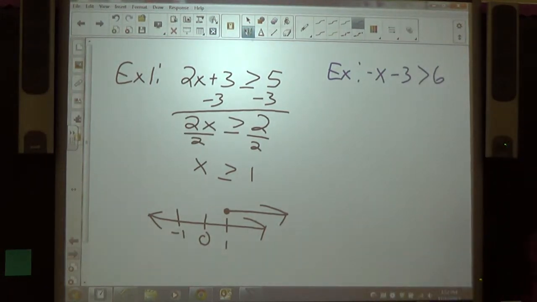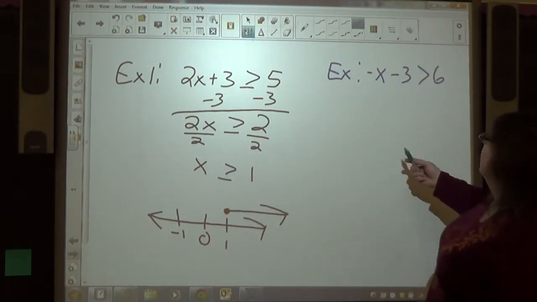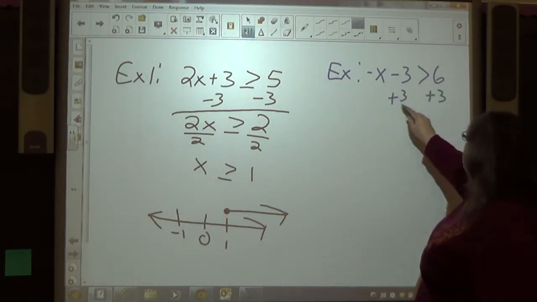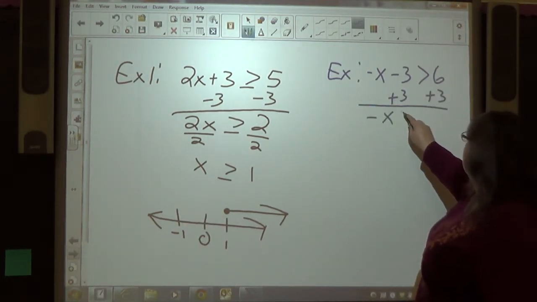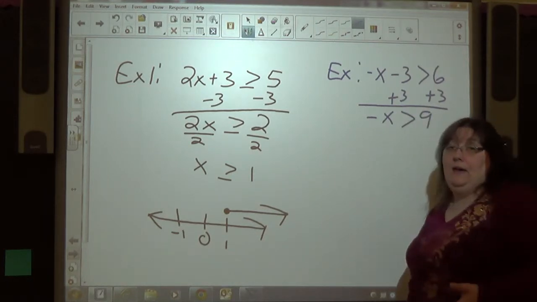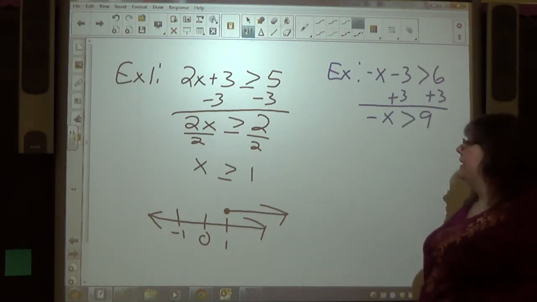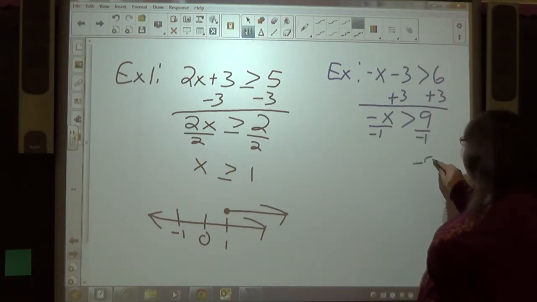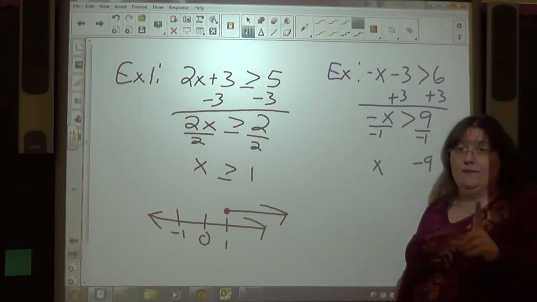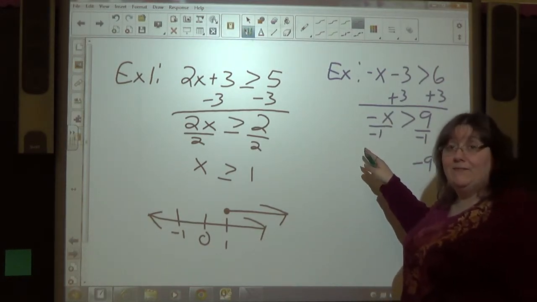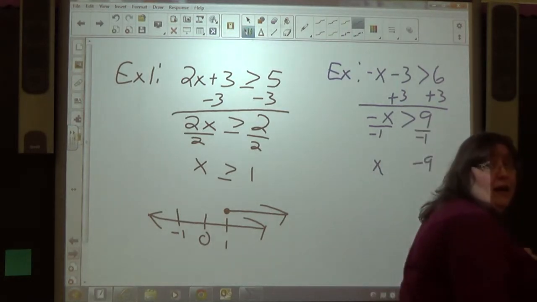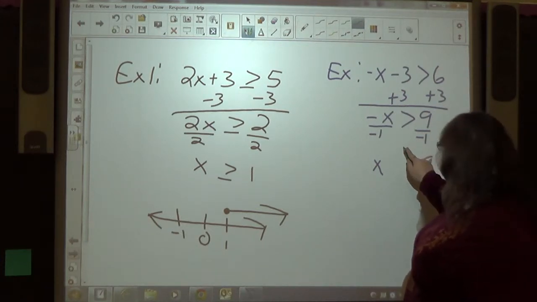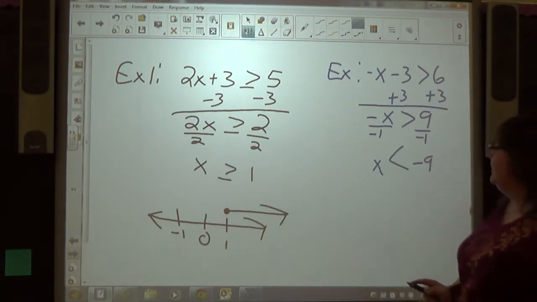If I have negative x minus 3 is greater than 6, I need to solve for x again. So I add 3. Now I have negative x is greater than 9. Now, I have a negative here. I have to get rid of it. If I divide by -1 on both sides, that will give me -9. That will give me x. However, when I multiply or divide by a negative, I have to stop and turn around. I have to go the other direction. So what that means is this symbol is going to flip. It's going to become less than.